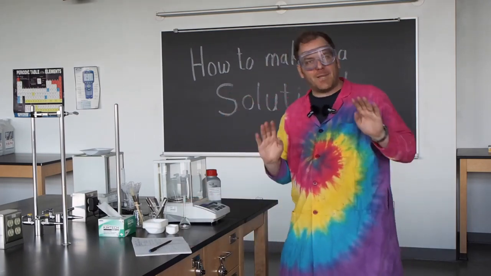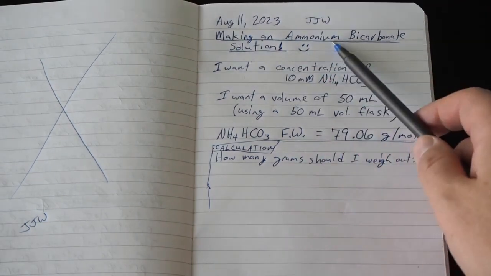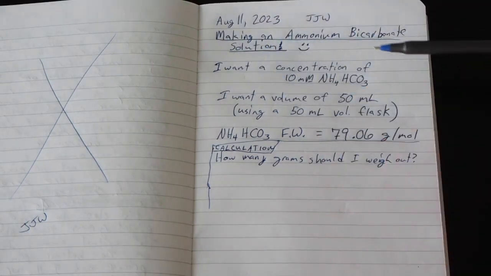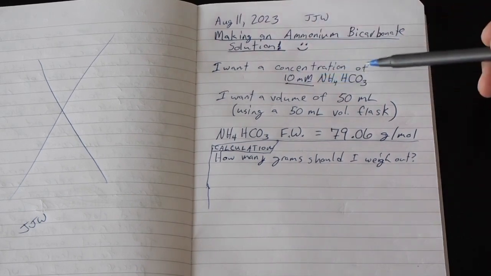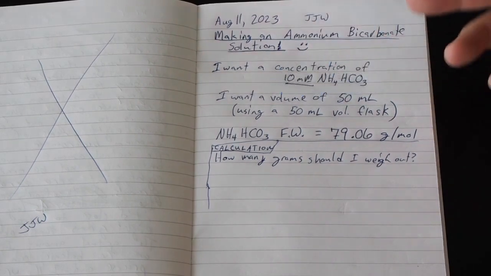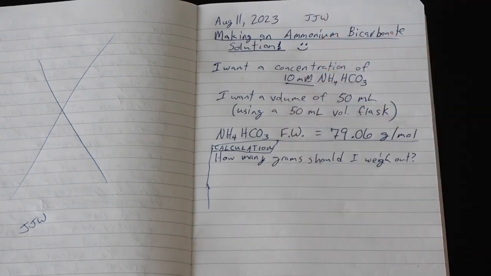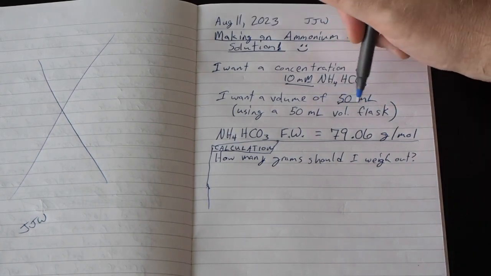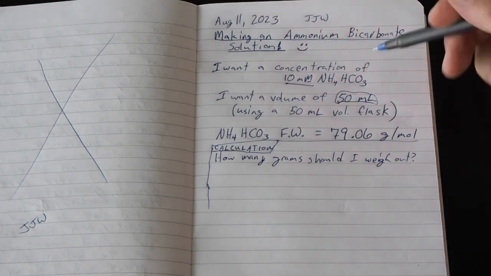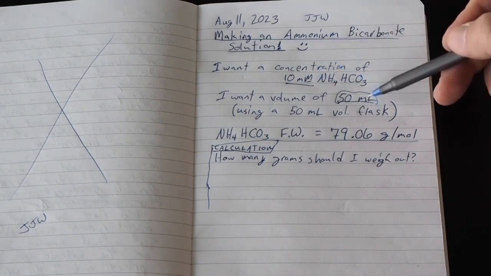Let me show you some of the planning that I did. As you can see here in my notes, I'm making an ammonium bicarbonate solution. I want a concentration of 10 millimolar ammonium bicarbonate, and because I'm using a 50 milliliter volumetric flask, that makes my volume 50 milliliters. These are two decisions that you make when you're making a solution. What concentration do you want the solution to be, and what volume do you want it to be? And then we can go ahead and do some calculations.